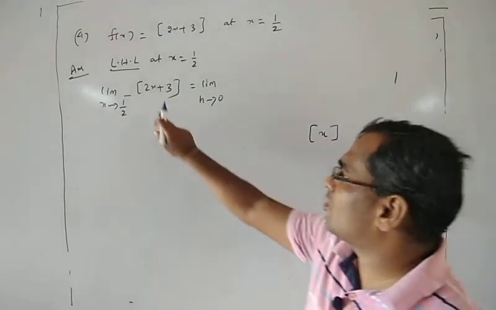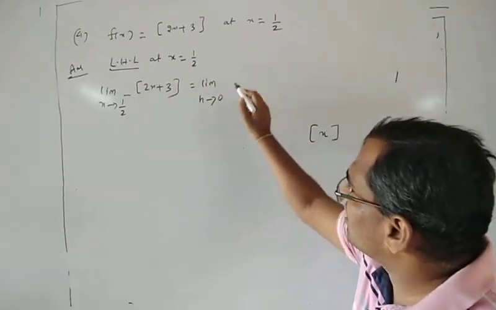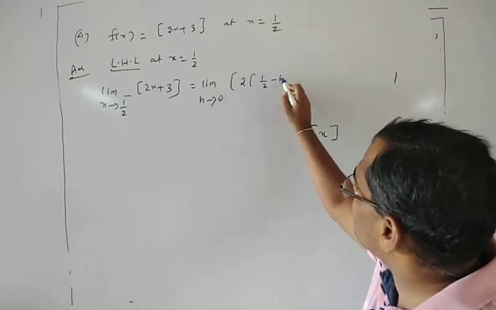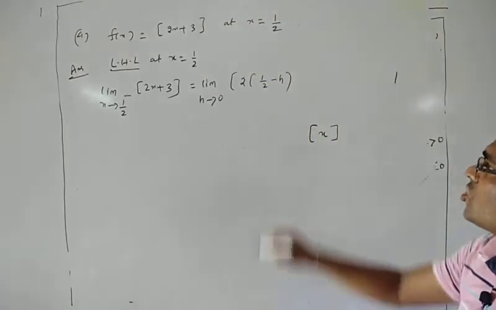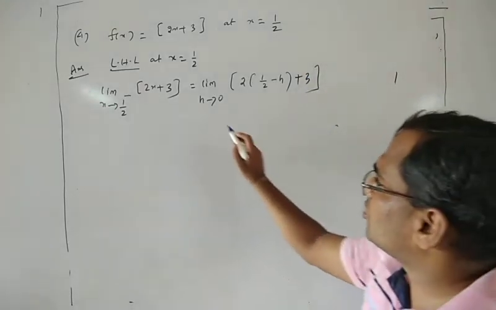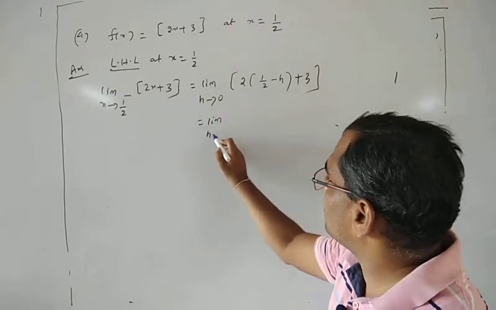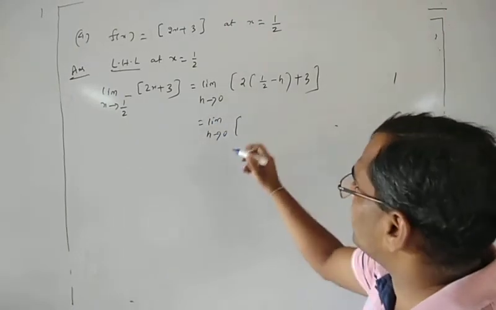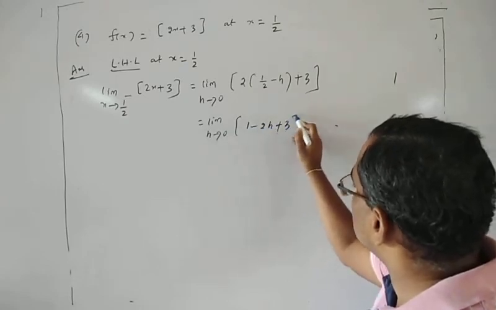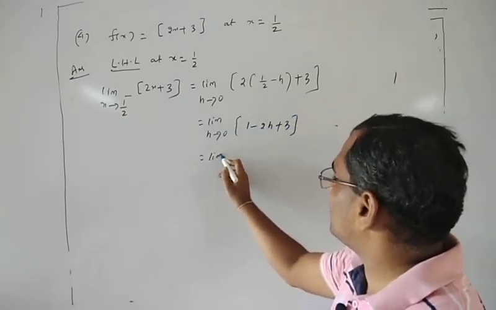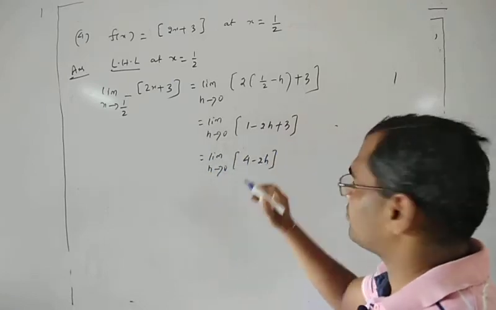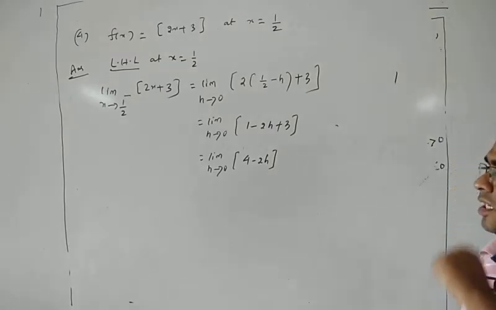Here we put 1/2 minus h, so this is equal to bracket 2 into 1/2 minus h plus 3. So this is equal to limit h tends to 0, multiplying this out, 1 minus 2h plus 3, and this is equal to limit h tends to 0, bracket 4 minus 2h. So it must be an integer.